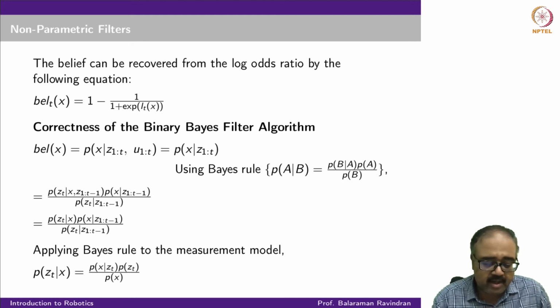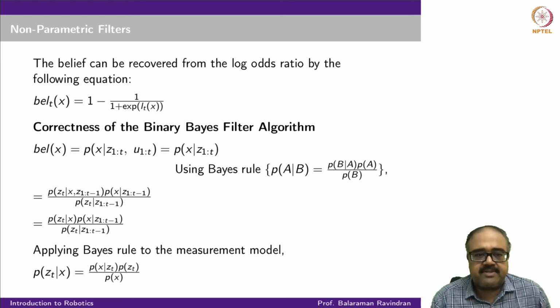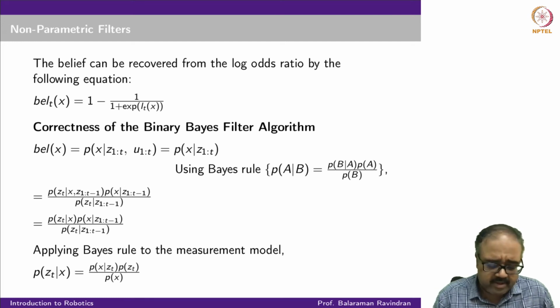Okay. Now we have the Markov property, right? So the Markov property doesn't go away. As soon as I have x, my zt is no longer dependent on my previous measurements. So I can remove this and go back to my usual measurement model, which is the probability of zt given x, and the rest of it carries over.